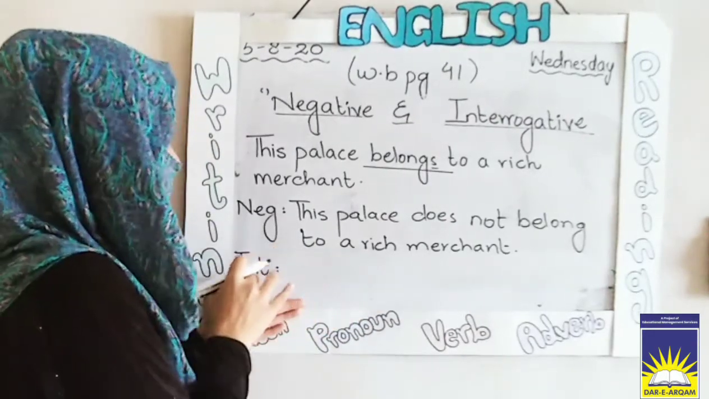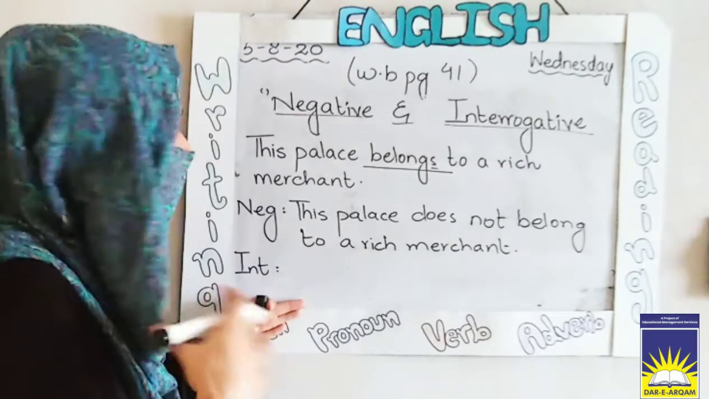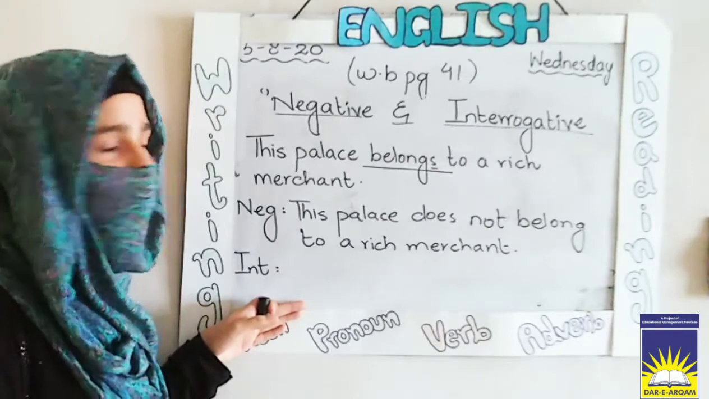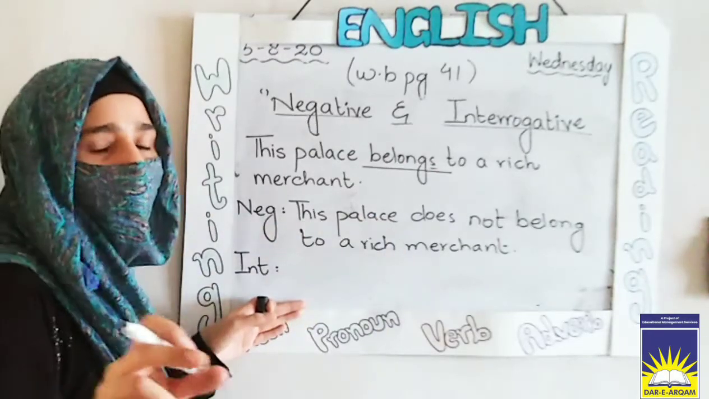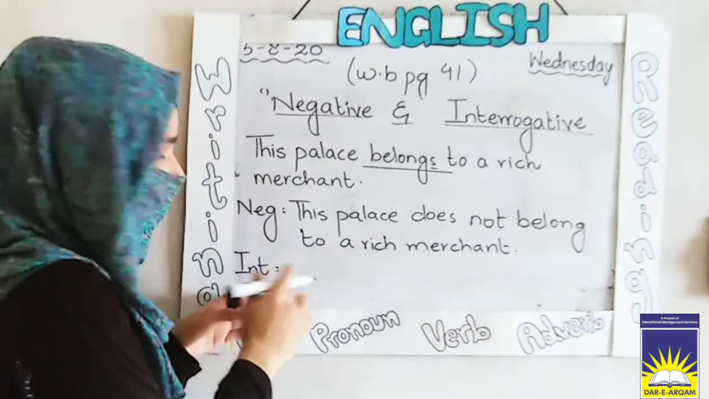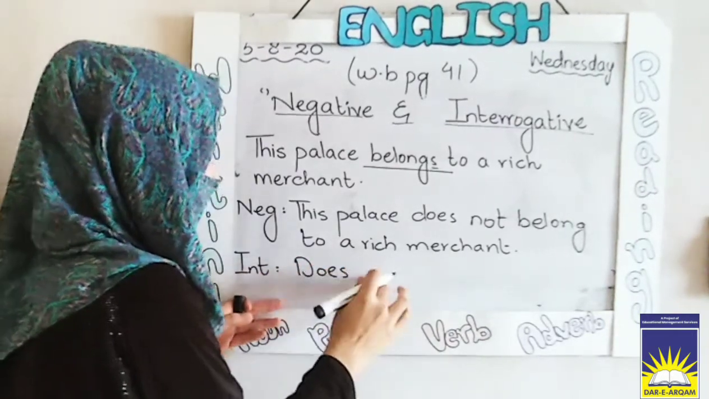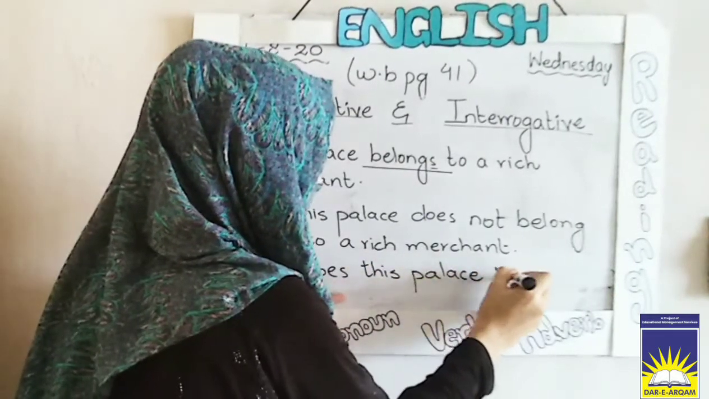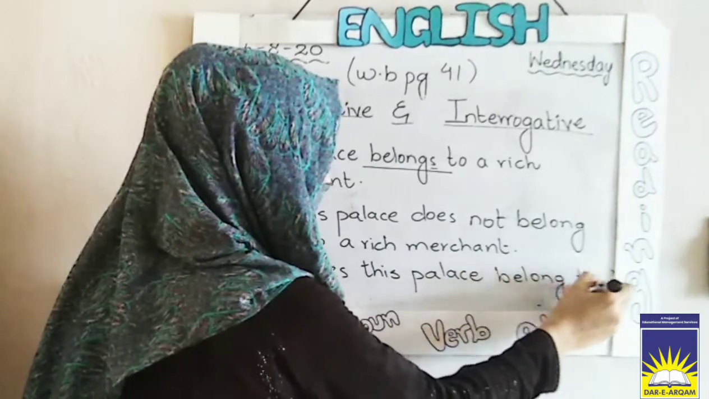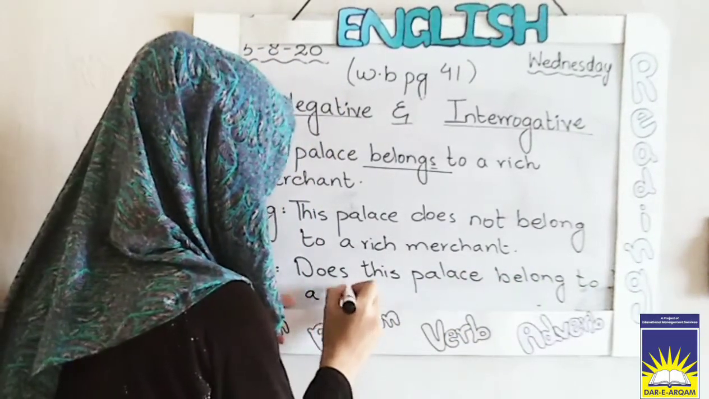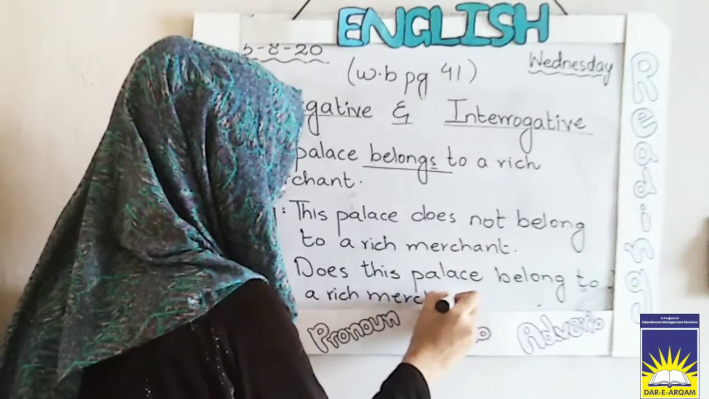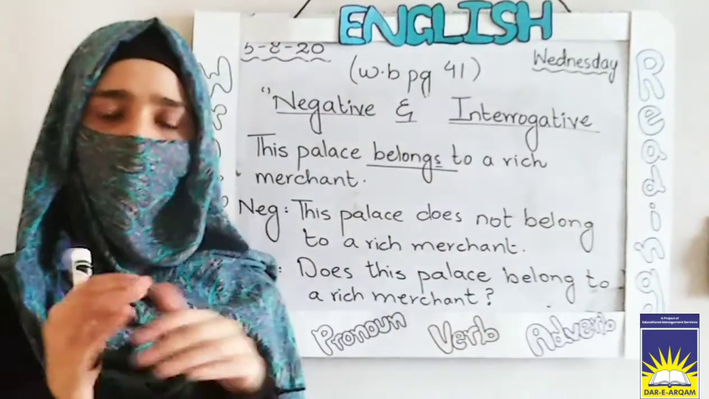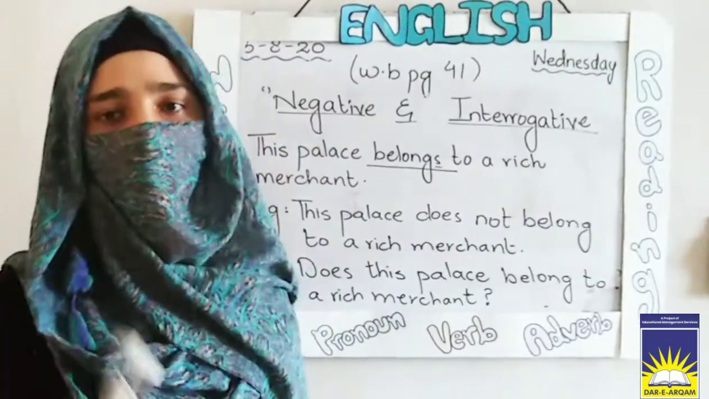Then I am going to make the interrogative sentence. When I was making the negative sentence, I got the idea which helping verb I have to use for this subject. So I will write the same helping verb here for the interrogative sentence. Does this palace belong to a rich merchant? Question mark. So this is how we convert the given sentence into negative or interrogative.